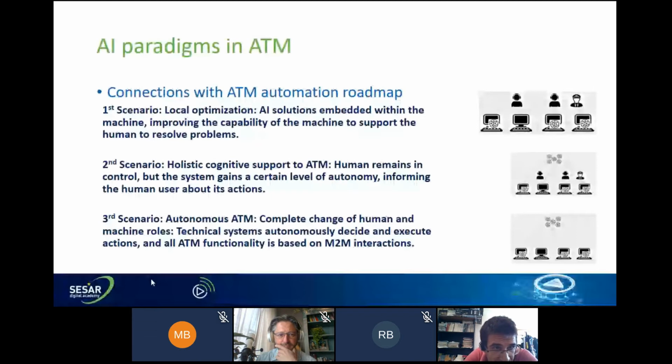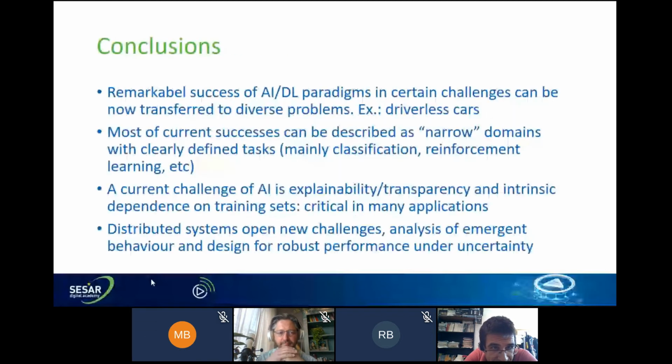So with this, I would go to the conclusions, just to finish. Basically, to highlight the aspects I have mentioned in my talk. We have a very remarkable success. We have plenty of cases and results where we can see that the deep learning, machine learning paradigm is getting success in certain challenges. We can see spectacular results in robotics or in driverless self-autonomous cars. We have very interesting results that can be transferred to other domains.